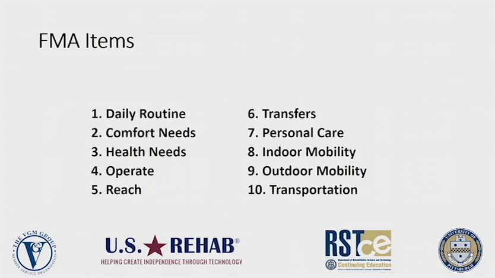So the items of the FMA are just 10 questions across these 10 domains, ranging everything from how satisfied are you with your daily routine, your comfort needs, your health needs, your ability to operate your device, reach for things, transfer, do personal care tasks, get around indoors, get around outdoors, and use transportation resources. So this is really like the top 10 items or things that people with disabilities have told us that they need to perform.